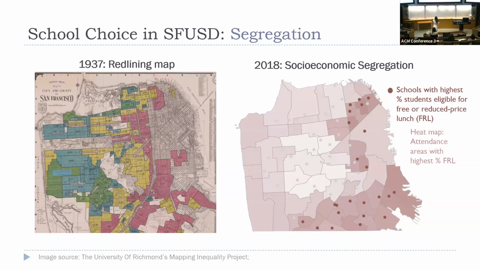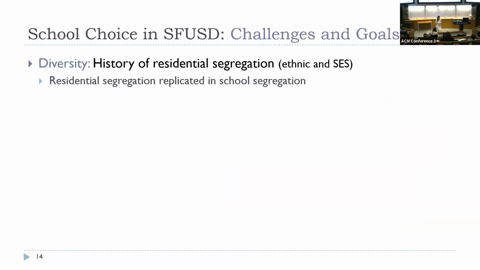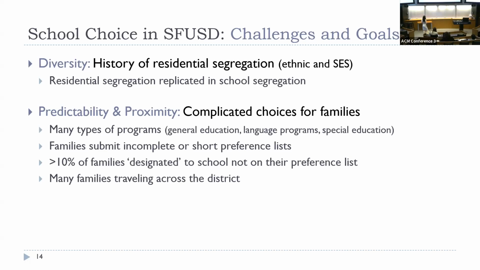You see a bunch of different patterns, right? Like the dark areas of the heat map on the right basically map onto the redline areas on the left. And so this systemic entrenched segregation has persisted through many, many years, almost 100 years. And you can see that reflected in the schools, even though since 2011, San Francisco has been using a choice system, which was meant to help disentangle neighborhood and school segregation. So this is one of the challenges they were trying to address, diversity or lack of it in the schools.